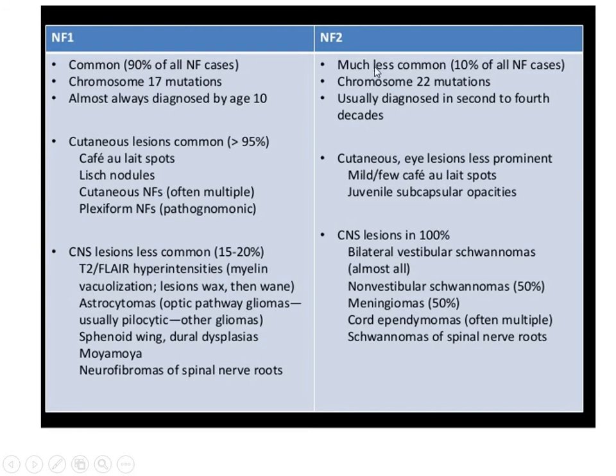Differentiation between type 1 and type 2. Type 1 is more common, 90% of cases, and type 2 is less common. The mutation is on chromosome 17 in type 1 and chromosome 22 in type 2. Type 1 is almost always diagnosed by age 10, while type 2 is usually diagnosed in the 2nd to 4th decade. Cutaneous lesions are more common in type 1, 95%, and eye lesions are less prominent in type 2, mild and few if present. CNS lesions are less common in type 1, 15 to 20%, and in type 2 CNS lesions are 100%. We discussed all of them, the features of CNS.